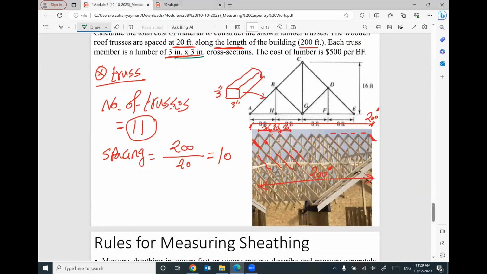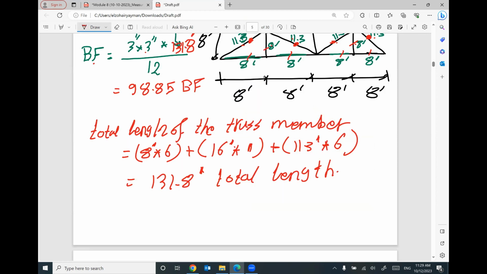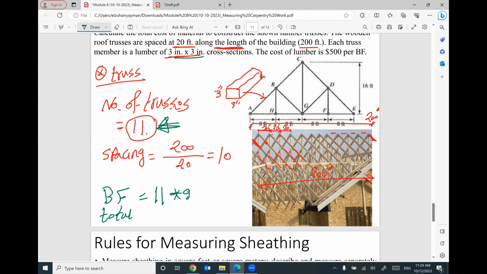Remember, we have 11 trusses. So the total board foot will equal the number of trusses, 11, times the board foot for one truss, 98.85. So the total will be 1087.35 board foot to construct only these trusses. That makes sense?